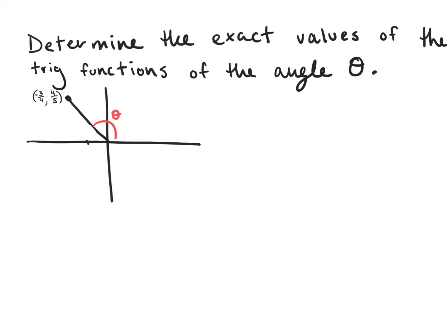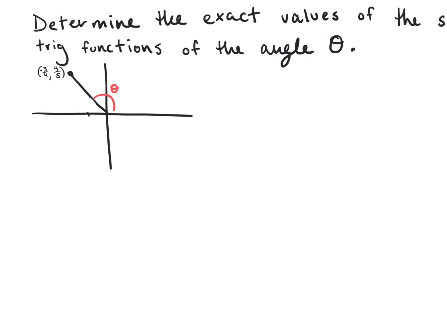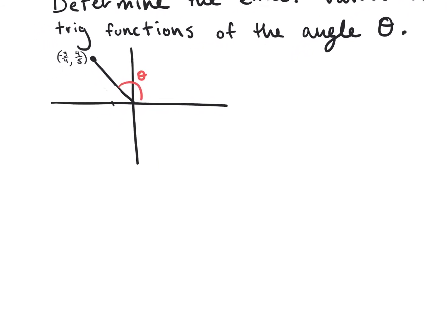Okay, so this says determine the exact values of the 6 trig functions of the angle theta. So here we don't need to use our unit circle because we have x and y. So to find sine, what's sine of theta? Sine is y, and y is 4 over 5.